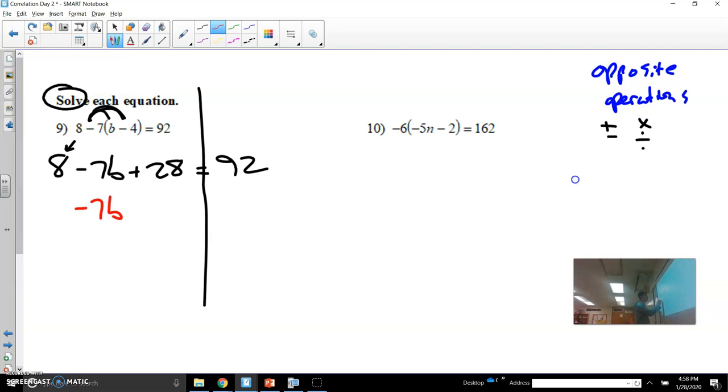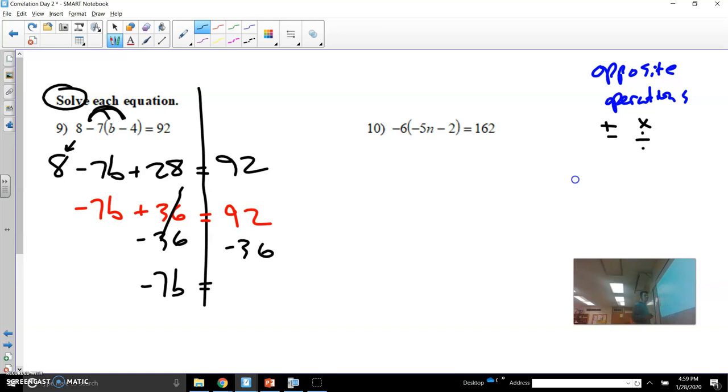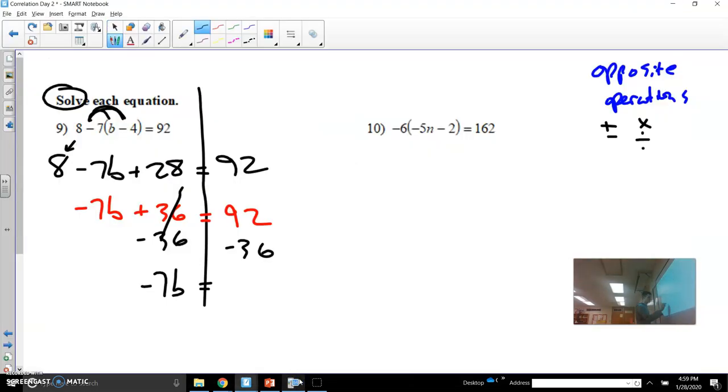So I want to keep -7b, but I want to simplify that left side like an expression simplifies by combining 8 and 28. Well, now I need to know, what number plus 36 is 92? So that's why we would use subtraction to undo the process a little bit in order to figure out what the value of this b variable is. So 92 minus 36, it's been a long day, I can barely even think. 92 minus 36, that is 56.